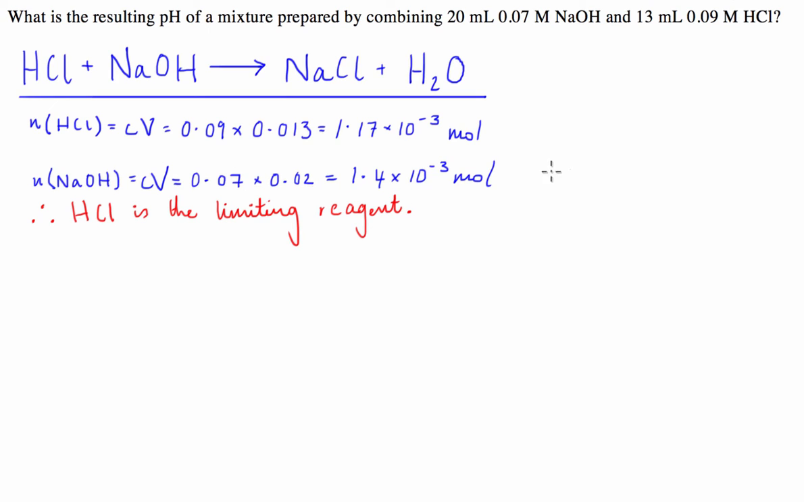What that means is we're going to have some of this left over. So we can just write a note to ourselves: there will be NaOH remaining. Because what's going to happen is this reaction is going to continue until all of the hydrochloric acid is consumed, and we're going to have some NaOH just left over. That leftover NaOH is what is going to influence the pH of the solution.